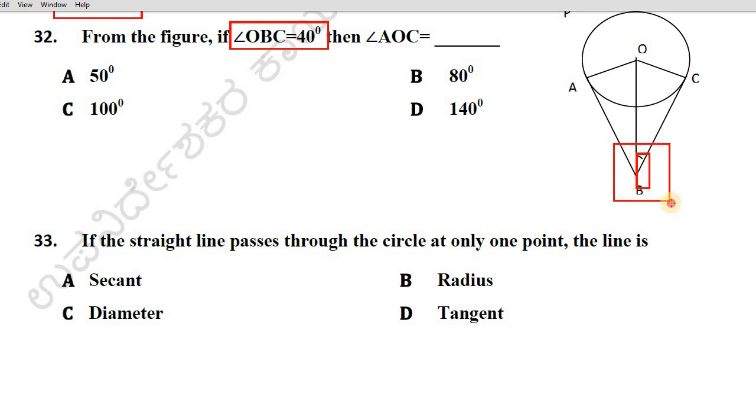So this full angle will be 80 degrees. If this full angle is 80 degrees, this one will be 100 degrees, because the sum of these two angles has to be 180 degrees. Therefore, for this question, the right option is 100 degrees.